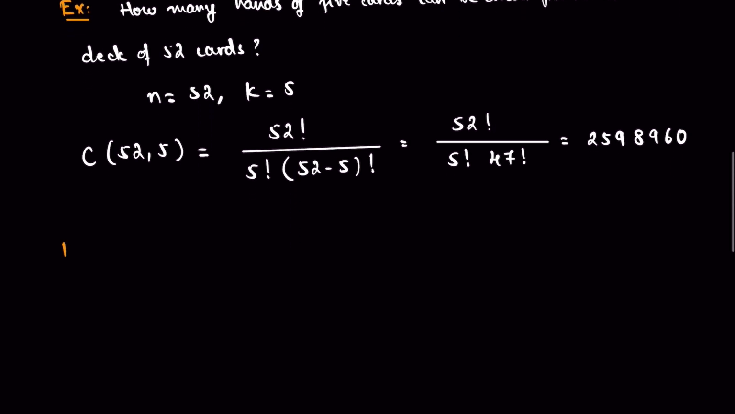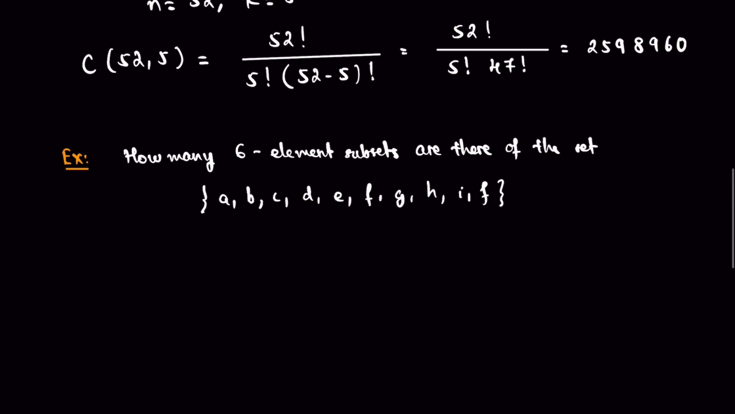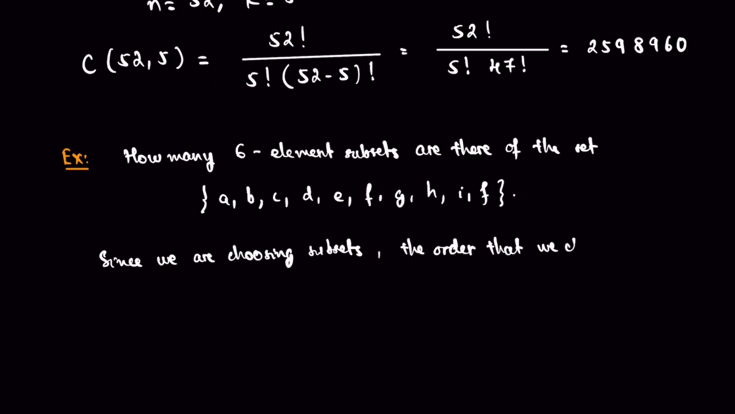So consider the following example. We want to know how many 6-element subsets there are of the set A, B, C, D, E, F, G, H, I, and J. So there are 10 different elements in the set. Since we are choosing a subset, the order that we choose them does not really matter. So this is the combination scenario.